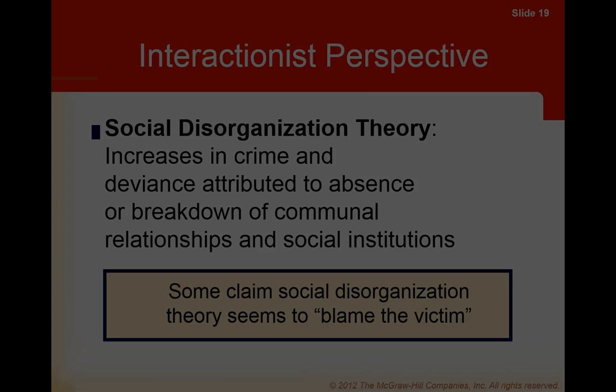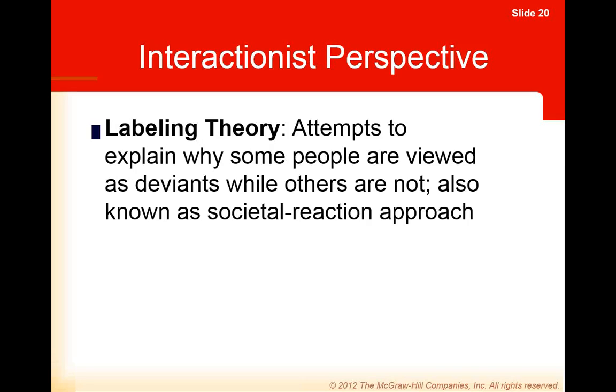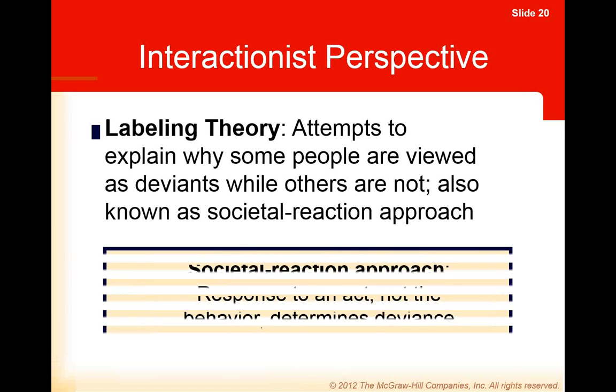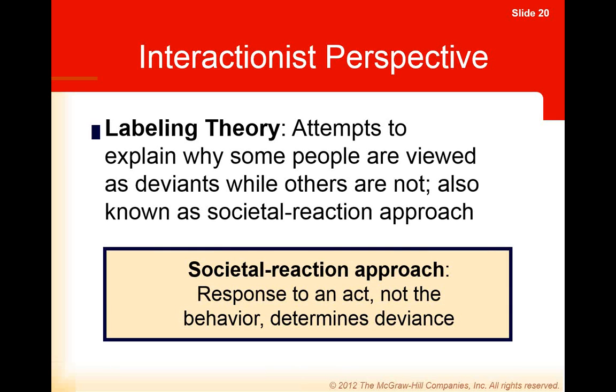Some people claimed there were class-based differences in the approach to this. Some people claimed race and ethnicity played into this as well. But for whatever reason, some people were viewed as criminals and others were not. Why were some labeled deviants when others were not? So it's how society reacts to acts of deviance in individuals that leads to people being labeled deviants. Response to an act, not the act itself or the behavior. Response to a behavior, not the behavior, determines deviance.